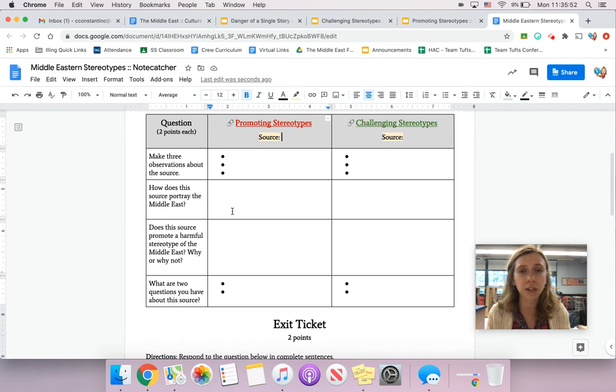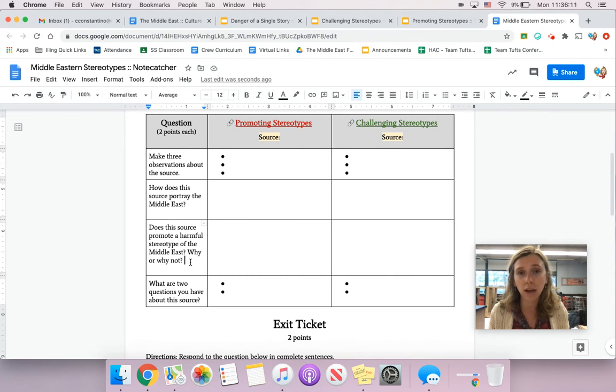So make observations. How does the source portray the Middle East? How does it make it seem? What kind of place does it make the Middle East seem? Does this source promote a harmful stereotype of the Middle East? Does it make the Middle East seem like a bad place with not great people? If so, it is harmful and it's disrespectful to the people of that region.